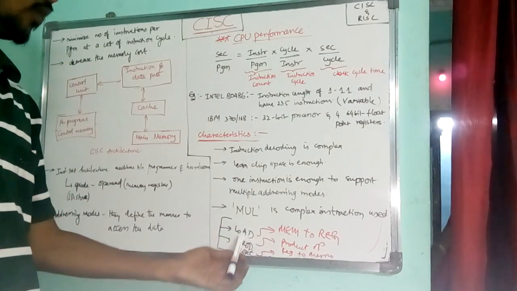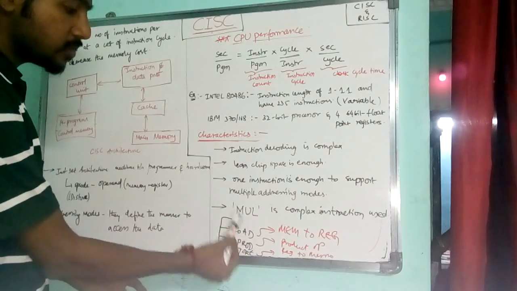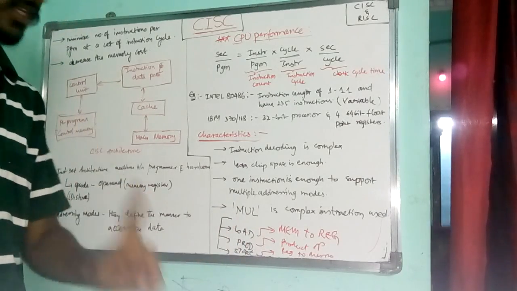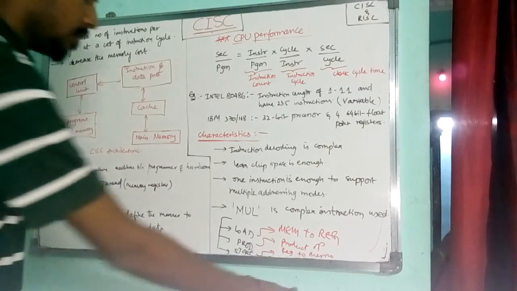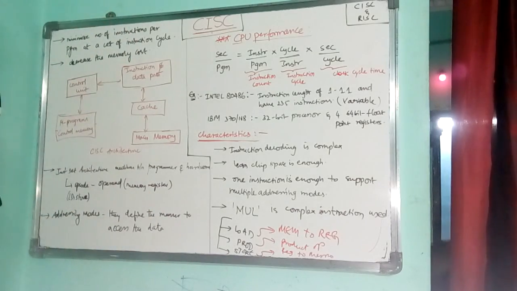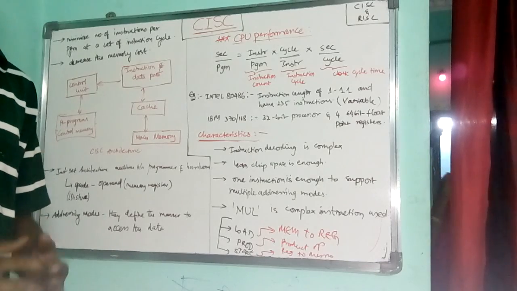So this is one of the examples. This is my one instruction under which I am performing 3 different instructions. This is all about the CISC type of CPU architecture.